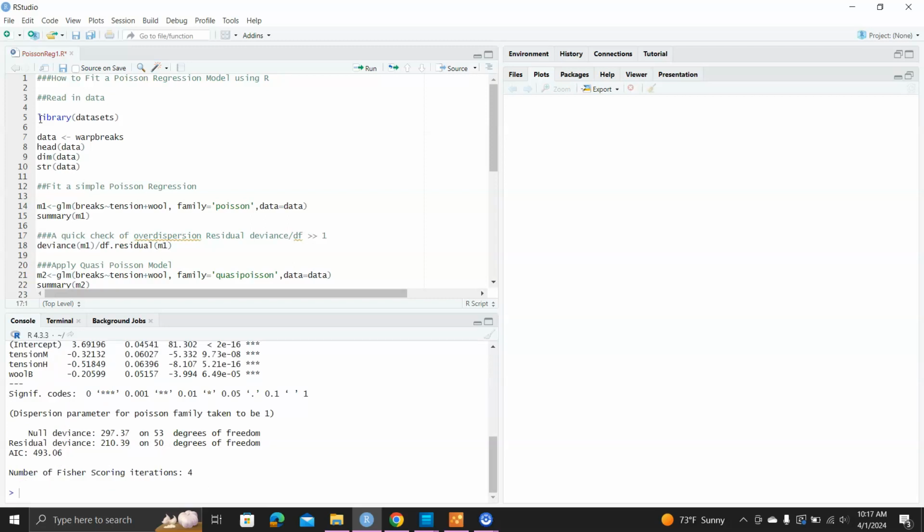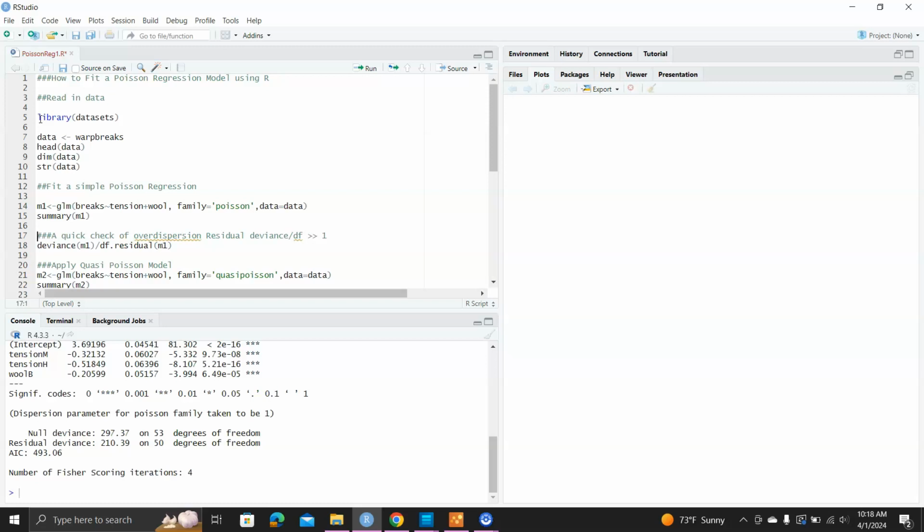I just type summary of the Poisson model. You can see this is a standard output from a Poisson regression model in R. The most important part is the coefficient table. Here, wool is a categorical variable with two categories, so there's only woolB listed. Tension has three levels, so you get tensionM and tensionH listed. You get the p-values. These p-values are really from the Wald test comparing that category to the reference category. For a multi-category variable like tension, in the future we'll do the type 3 analysis using the likelihood ratio test to see if, overall, the tension variable is significant.